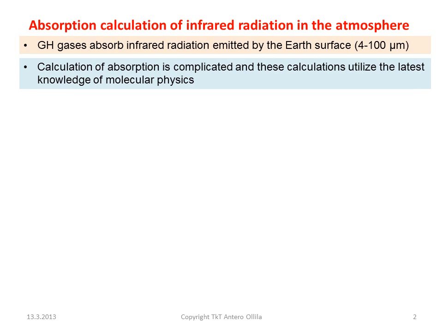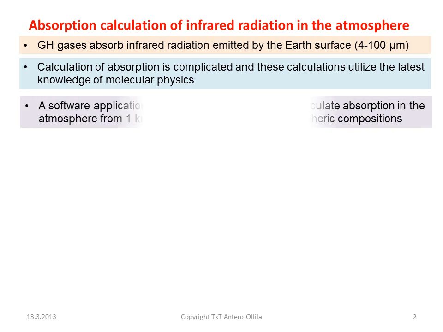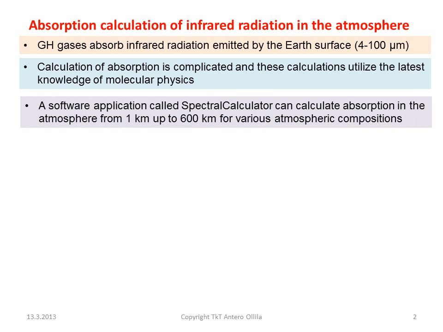These calculations are very complicated and they utilize the latest knowledge of molecular physics. I have used a software application called Spectral Calculator. It can be used over the internet, but it's not free of charge. I can change the altitude of the atmosphere starting from 1 kilometer up to 600 kilometers, and I can change atmospheric composition.